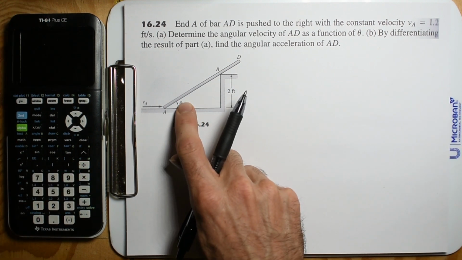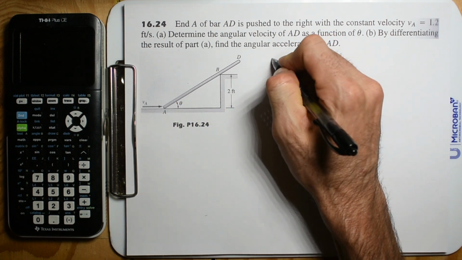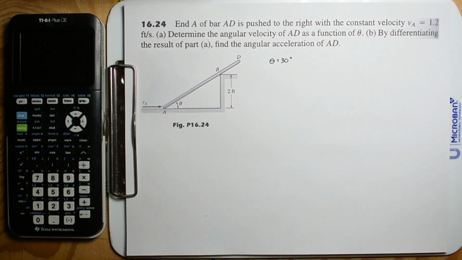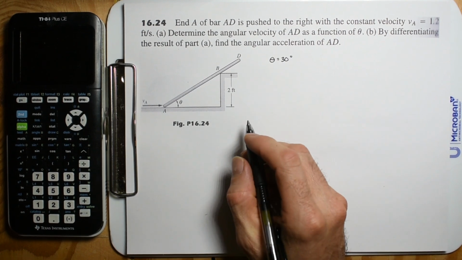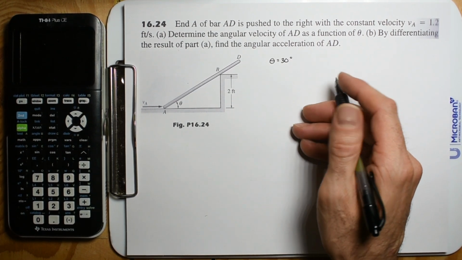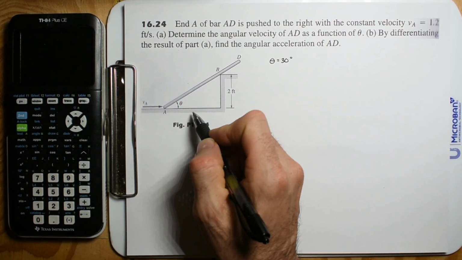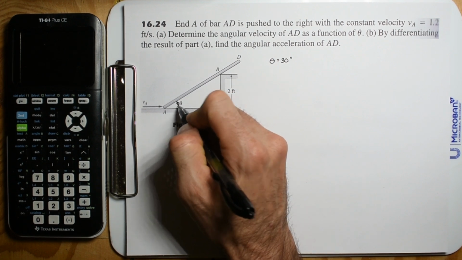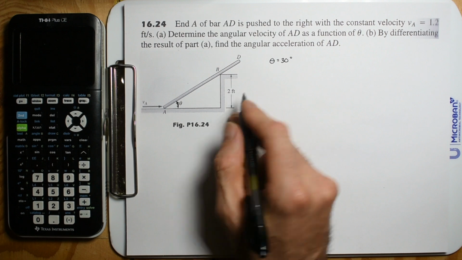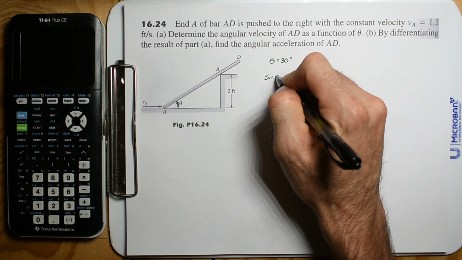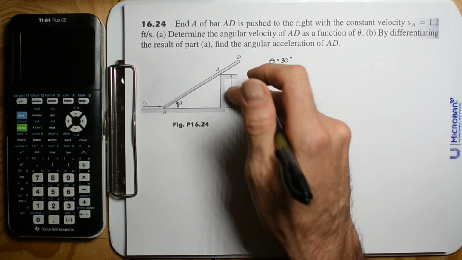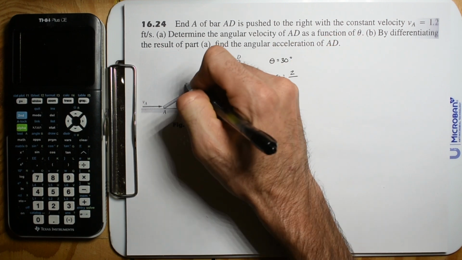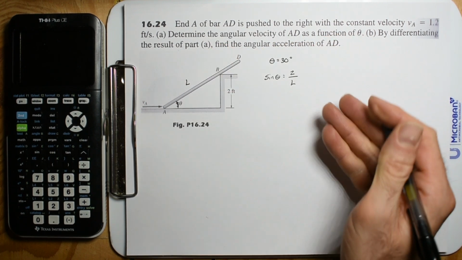For this problem, I'm just going to choose an angle of 30 to set it up. Alright, sweet. What we know from trigonometry is that the sine of this angle is going to be the opposite side over the hypotenuse. So it's going to be 2 over, I'm just going to call this L for now.